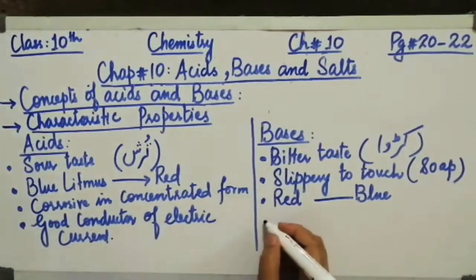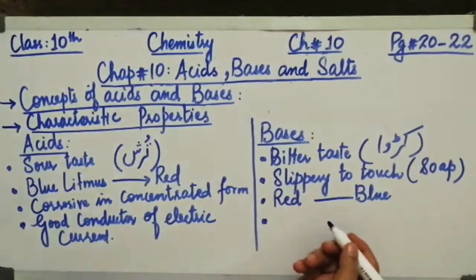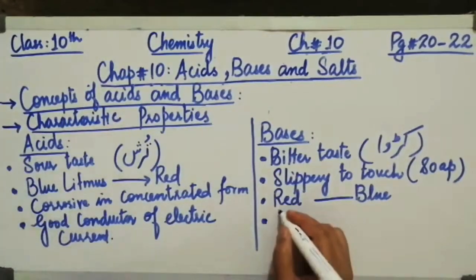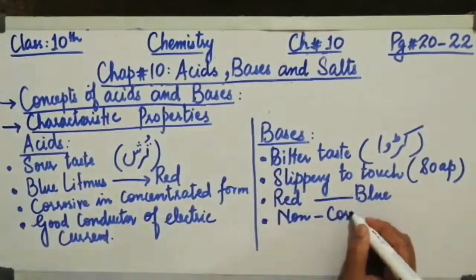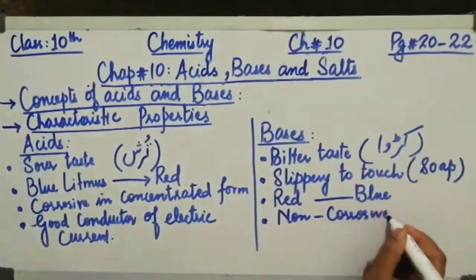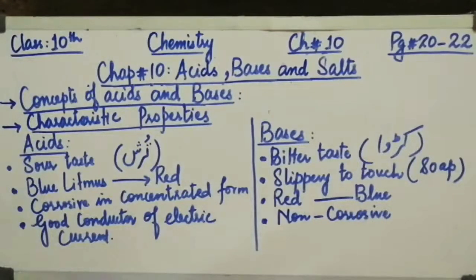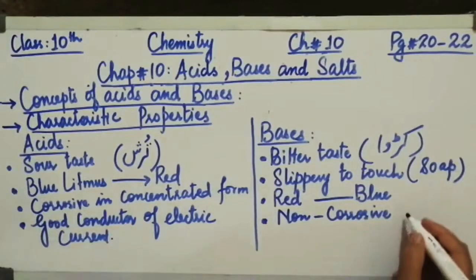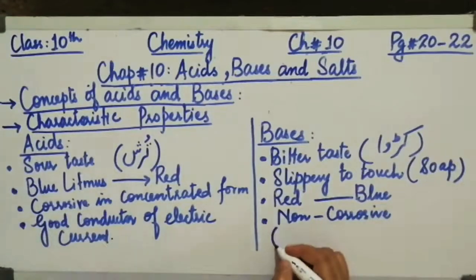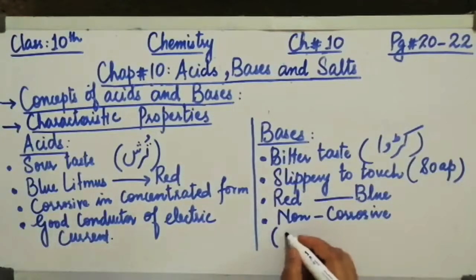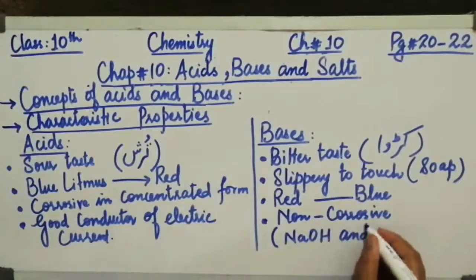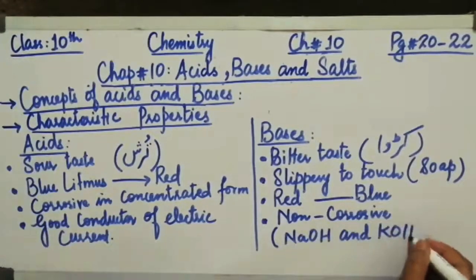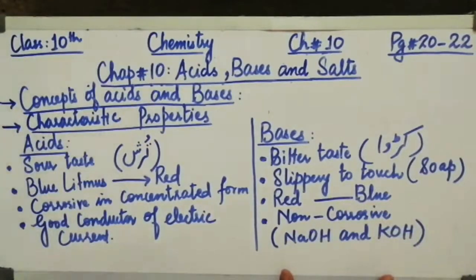In most cases, they are non-corrosive, except... basically most bases are non-corrosive, meaning not very irritating to the skin. But in concentrated form, for example sodium hydroxide and potassium hydroxide, these two bases are very corrosive in nature.